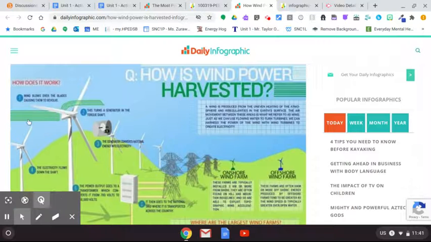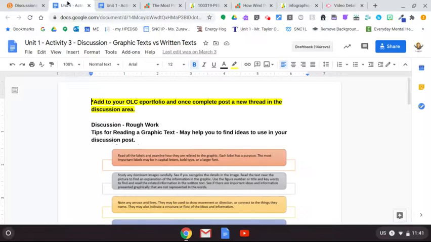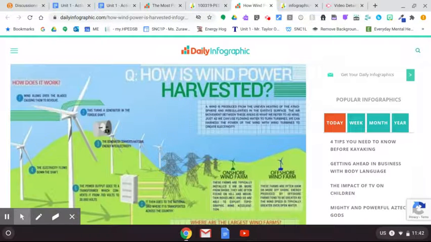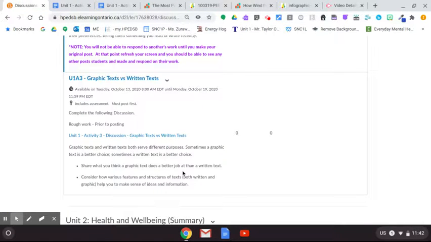So what do you think is nicer about something like this compared to, say, if I was to give you an essay or something of that sort, or a newspaper article that was about how to harvest wind power, versus that infographic that was about how to harvest wind power? So you're going to think about, what does a graphic text do that's better than a written text? And then you can talk about the structure or the features of the text, both written and graphic, and how that helps you make sense of ideas and information.